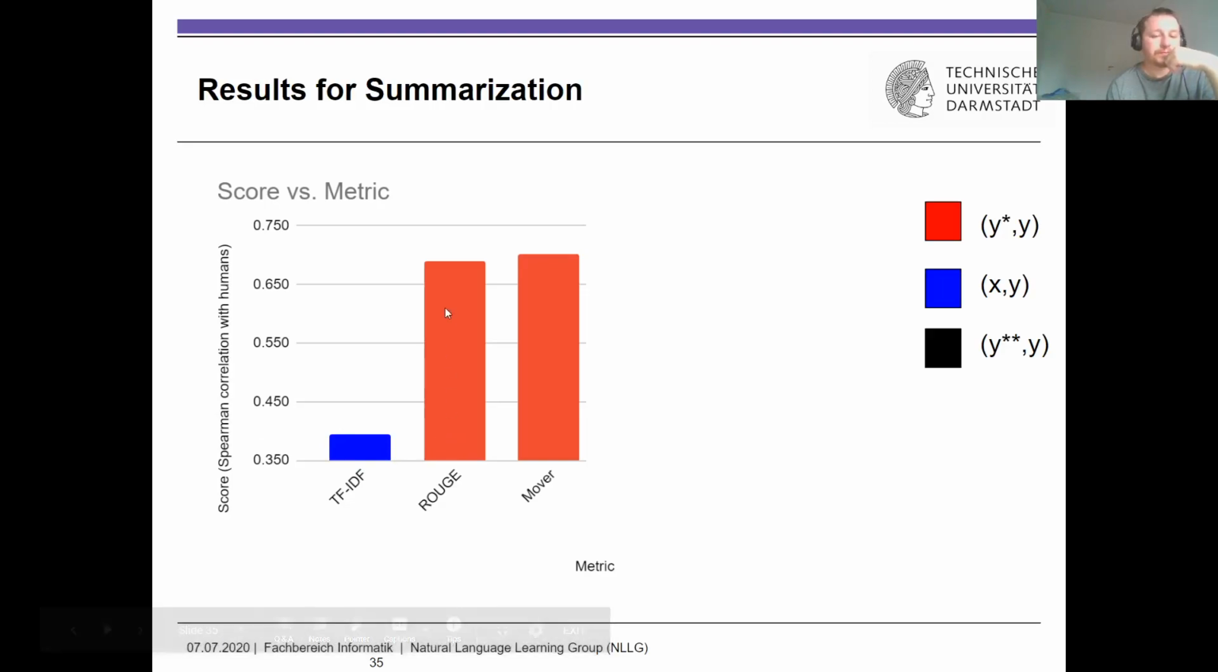And when we're in the reference-based setup, we could, for example, use Rouge, or we could use MoverScore, right? And what you see here, those reference-based cases are much better. They have much better correlation than TF-IDF. That's the first thing to note, and the second thing, Mover is better than Rouge. That's already what we've seen in the earlier presentations.